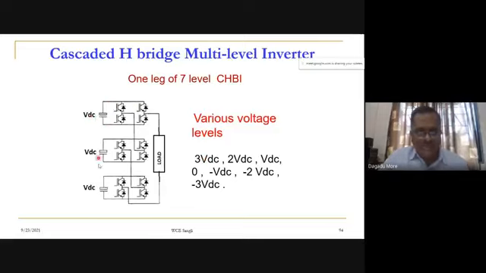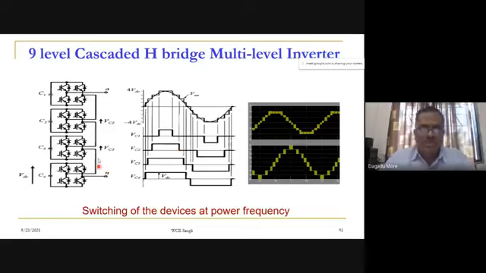3 VDC is adding these 3 voltage sources. 2 VDC means we have two DC sources in series and one is bypassed. VDC means two are bypassed, only one will be remaining, like that. So a similar configuration we are having. Either we are adding the DC voltage sources or we are changing the levels. Similarly here we have done this.